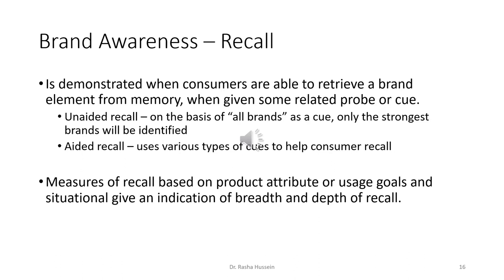There are different measures of brand recall based on product attribute or usage goals or situational. The one based on product attributes, like for example, when you think of chocolate, which brands come to mind? Upon usage goals, like for example, if you were thinking of having a healthy snack, which brands come to mind? When it comes to situational, we need to examine the different times and places where the consumer makes the purchase decision. All these combined give an indication of the breadth and depth of brand recall.